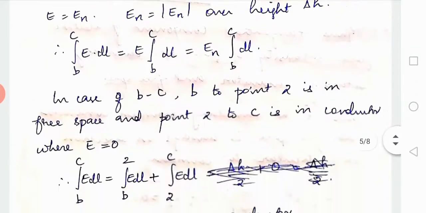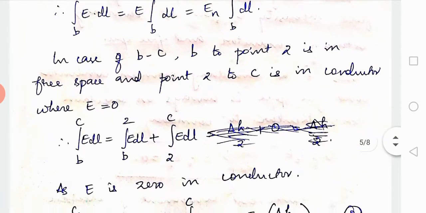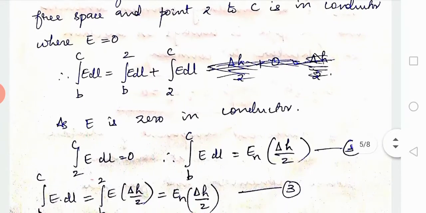And in that, 2 to C is in the conductor, and there E is equal to 0. So integral B to C E dl can be equated as integral B to 2 E dl plus integral 2 to C E dl. As E is 0 in the conductor, integral 2 to C E dl is equal to 0.